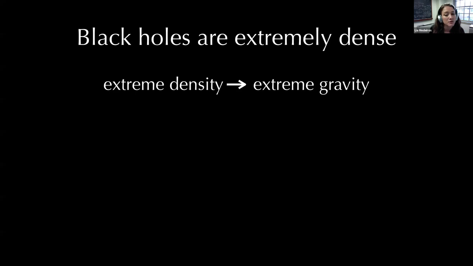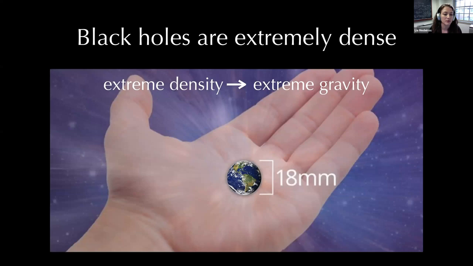So when I say extreme density, what do I really mean by that? What is this extreme density? Well, as an example, if you wanted to create a black hole out of the entire Earth, you would literally have to squeeze the entire Earth into about the size of a marble. It would look kind of like this. So it'd have a diameter of only 18 millimeters. Very, very small.